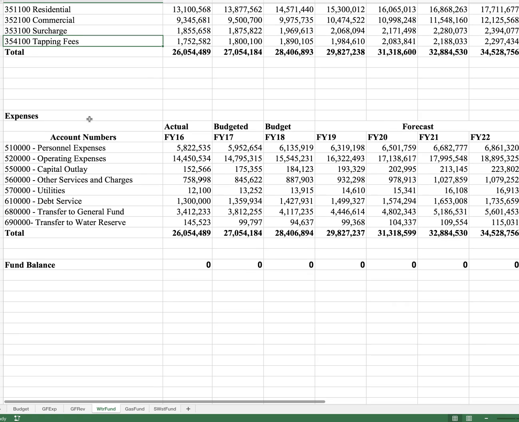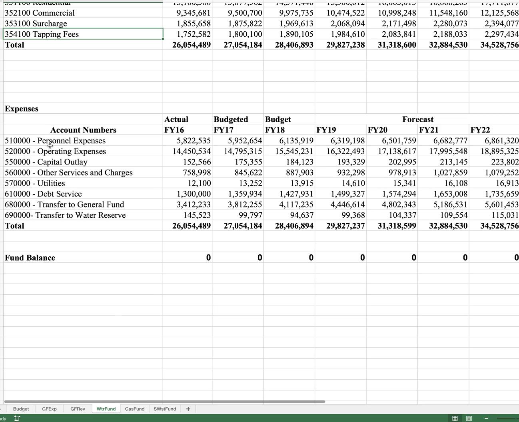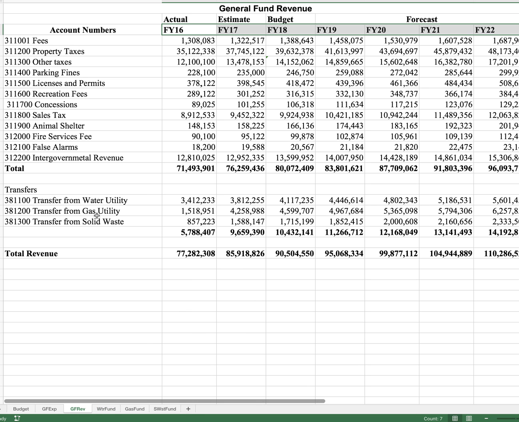Okay. Looking at expenses here, we have, of course, personnel, operating, capital outlay, utilities, debt service, and then look, we have transfer to general fund. Okay. Now, if we go back and look at the general fund dollar amount for 2017 as well as 16 and 18, they should be the same. So let's go and see. Let's go to revenues and look at the water utility transfer, and look, it's the same. Okay, so that's good. That's a good thing. The outgoing money in the water fund is incoming money in the general fund.